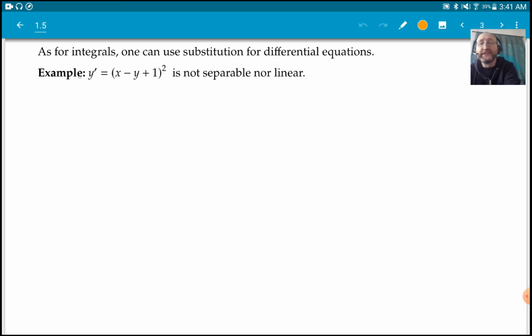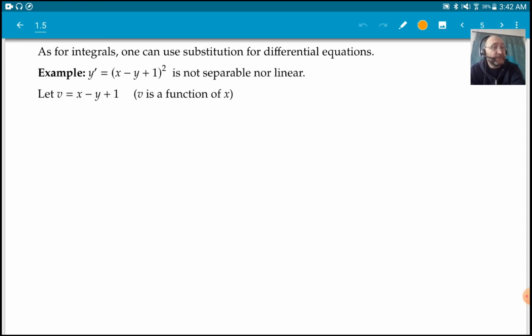So, for example, this equation over here is neither separable nor linear, so we don't really know how to solve it at this point. But we notice that y prime is something squared. So maybe we can make that something into a different function. So let's set x minus y plus 1, let's name it a different variable. Let's name it v.